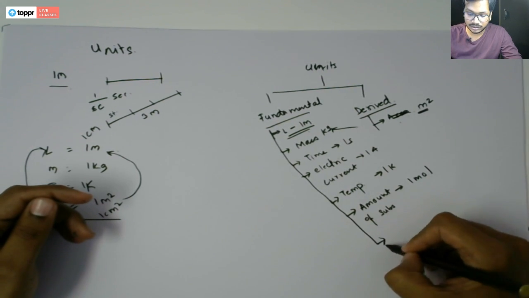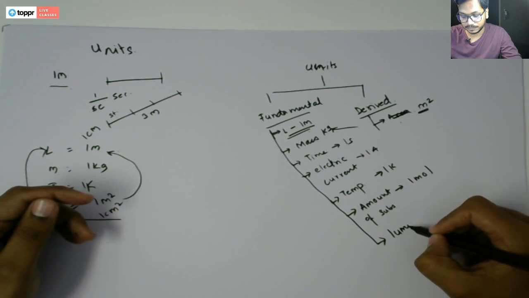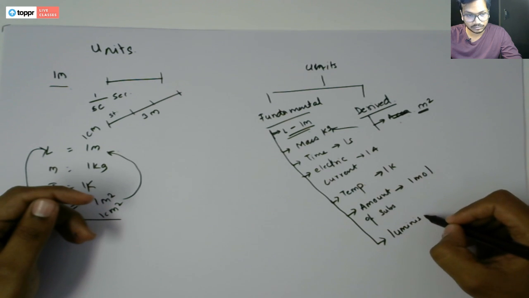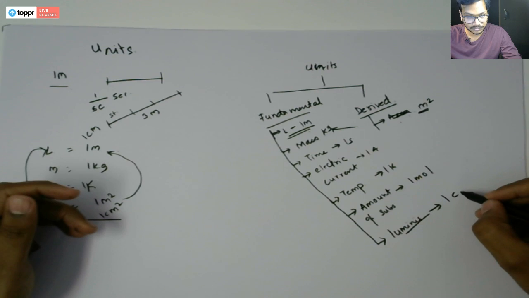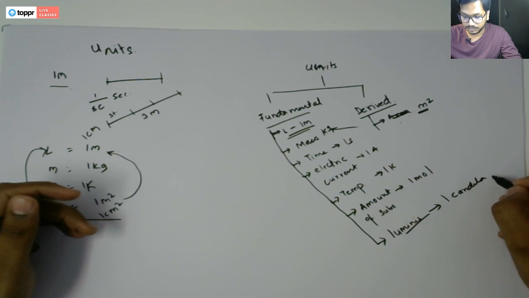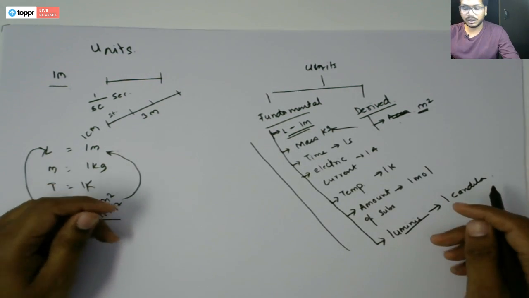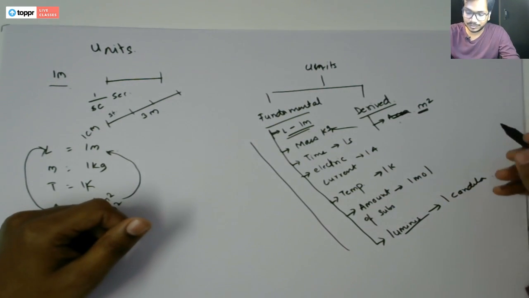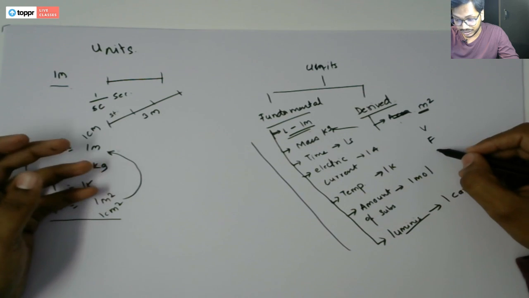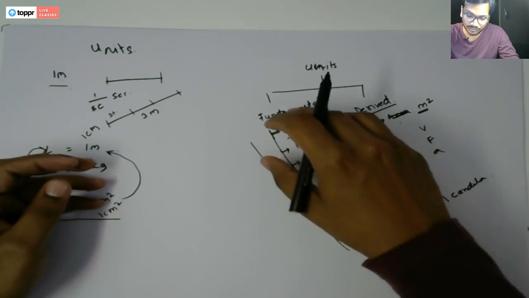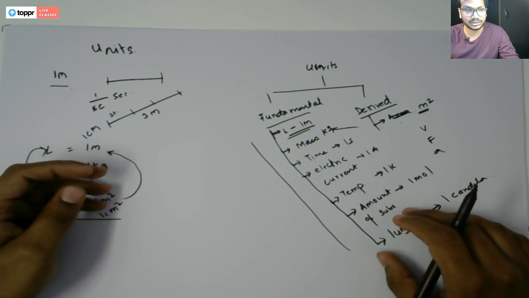And the last is luminous intensity. Its unit is candela. So these 7 are the fundamental units, and all other units, be it area, volume, force, acceleration, or anything else, are derived from combinations of these units.